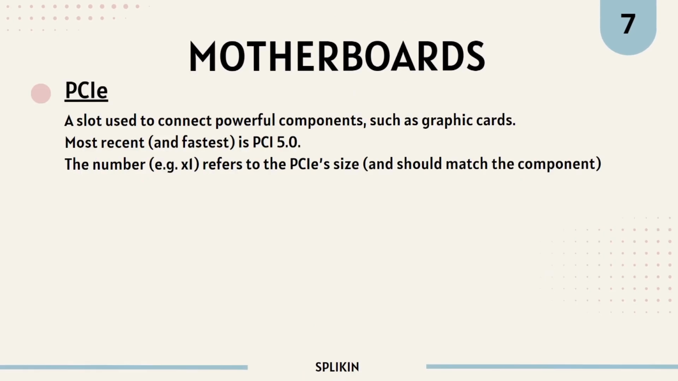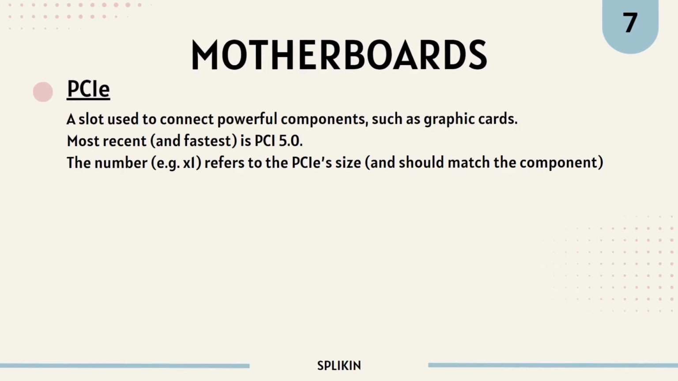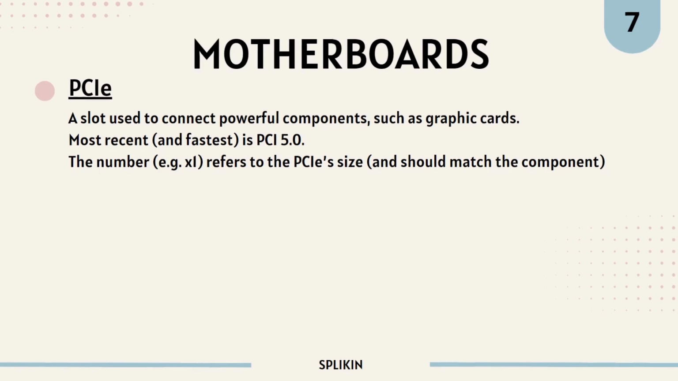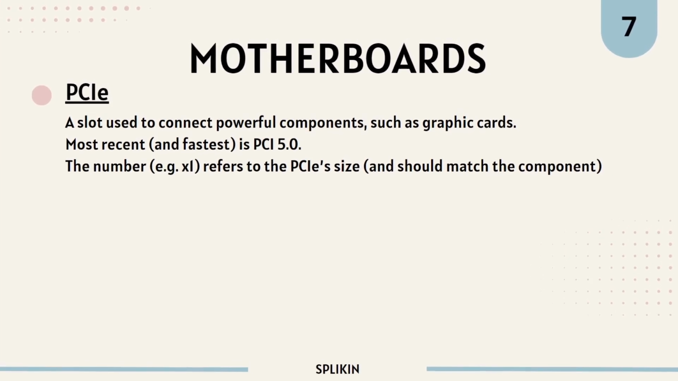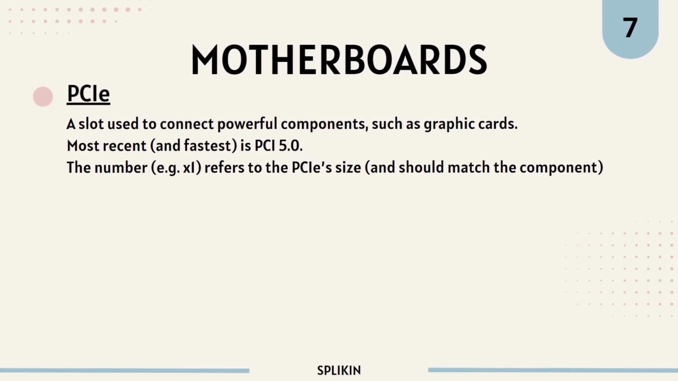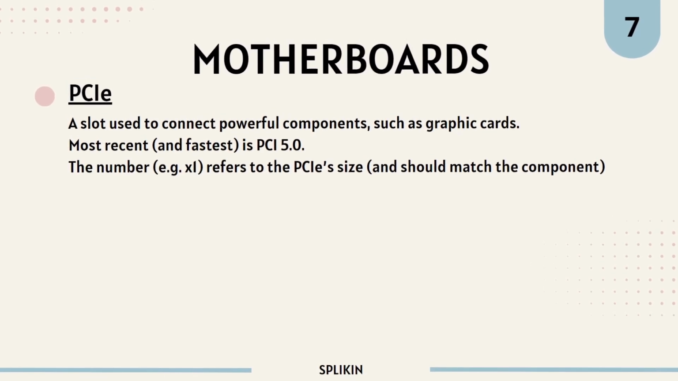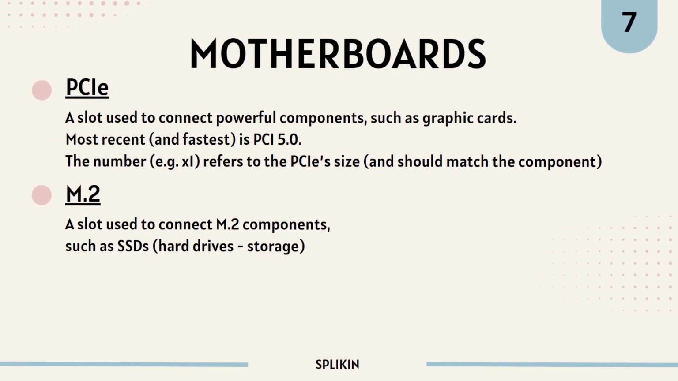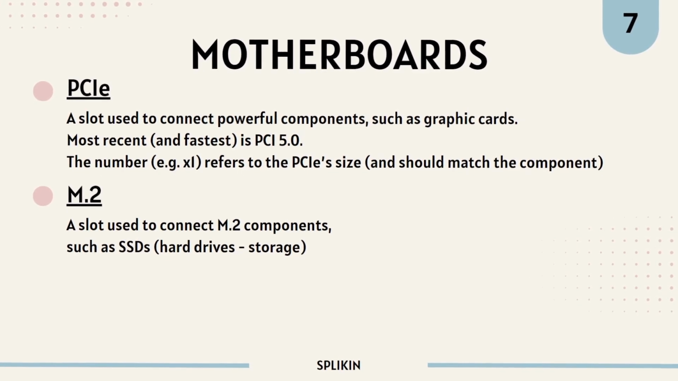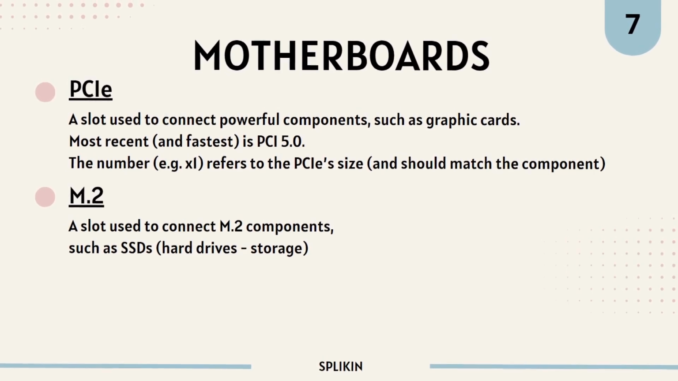So motherboards are quite complicated, and so we have a few keywords that dictate your potential for upgrades, as well as the amount of components you can add to it. We have PCIEs. These are slots used to connect powerful components such as graphic cards. The most recent and fastest is PCIe 5.0. The number next to the PCIe refers to the PCIe size, and this should match the component. M.2s are other slots used to connect M.2 components, such as solid-state drives, which are basically long-term storage devices. Having 1 or 2 is more than enough.